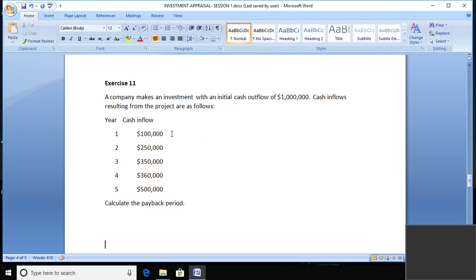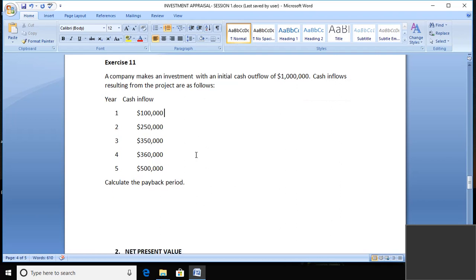So what we are saying here is, how long will it take for these cash flows to amount to $1 million? You can either take 1 million and begin to subtract the cash flows from there until you reach 0, or you can cumulate the cash flows on a separate space until you reach the 1 million. I would prefer we use the accumulation method.